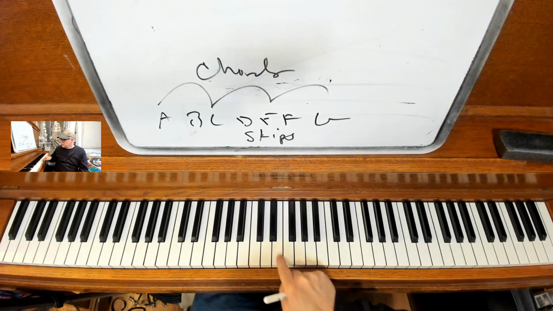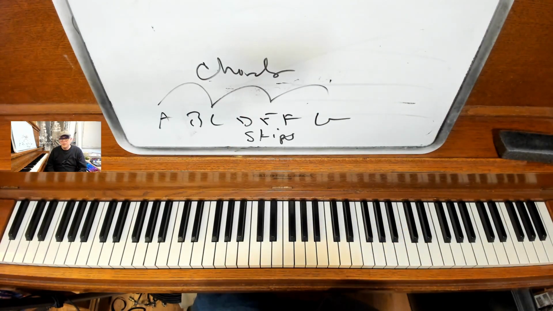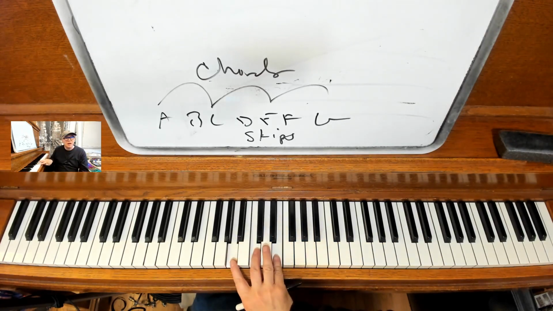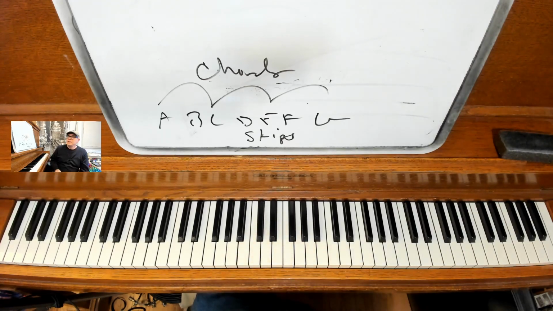So A, C, E, G, B, D, F. That's how you make chords. If I skip notes on the piano, that's a chord. It's an A minor chord. If I change the middle note to a black key, that's C sharp. That's a major chord. But that's how you make basic triads.